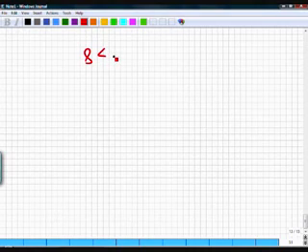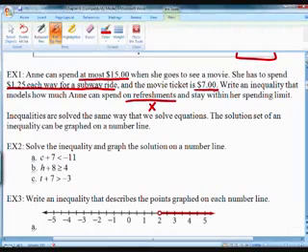Like if you had 8 is less than x, then you're going to have to flip that around. Let's talk about that before we move on. If 8 is smaller than x, that means that x is bigger than 8. Makes sense. So make sure you flip your symbol around there also.